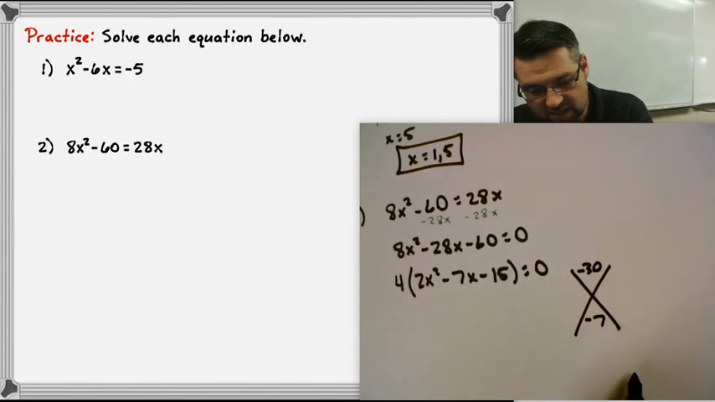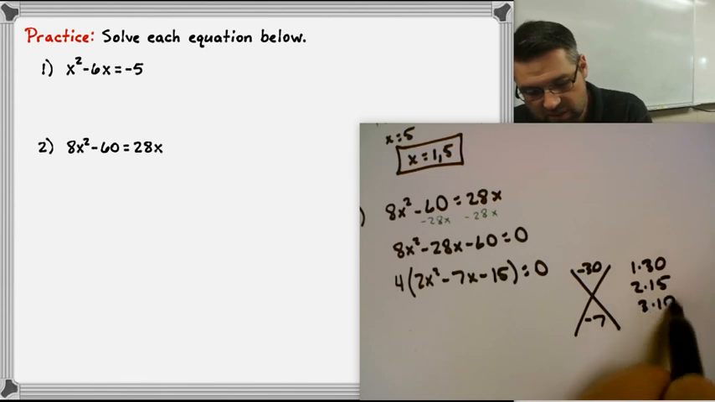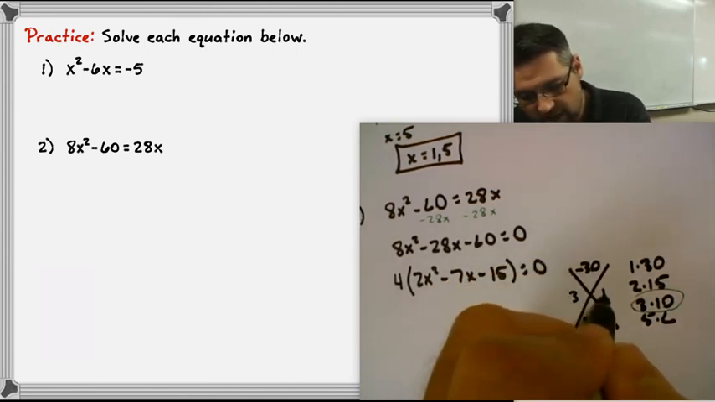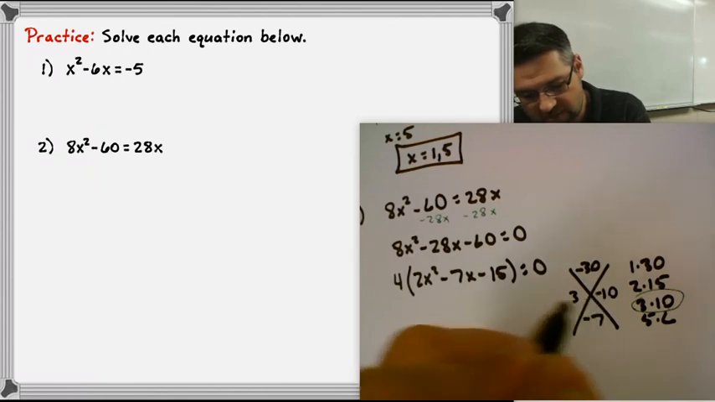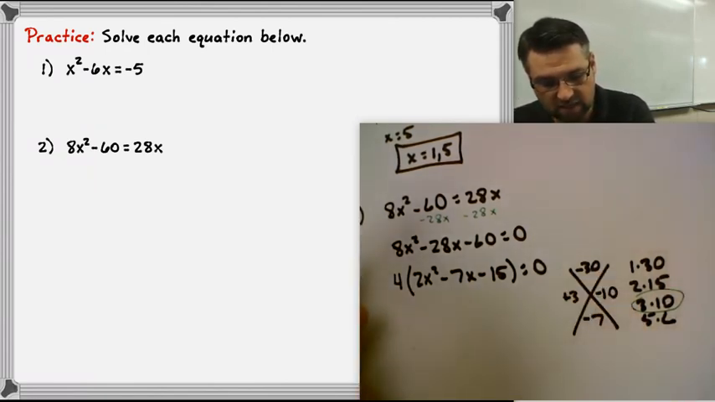B would be negative 7. So listing my factors of 30, I got 1 times 30, 2 times 15, 3 times 10, 5 times 6. Well, we recognize that the 3 and the 10 make up negative 7. To make a negative 7, we would need the 10 to be negative and the 3 to be positive. And then positive 3 times negative 10 is negative 30.